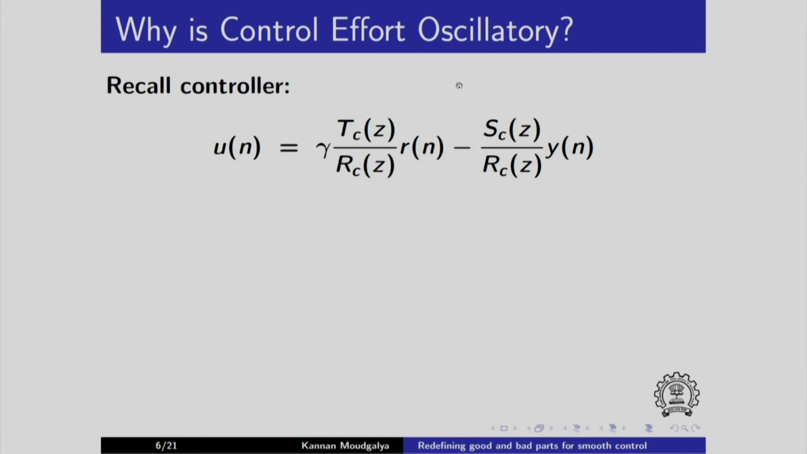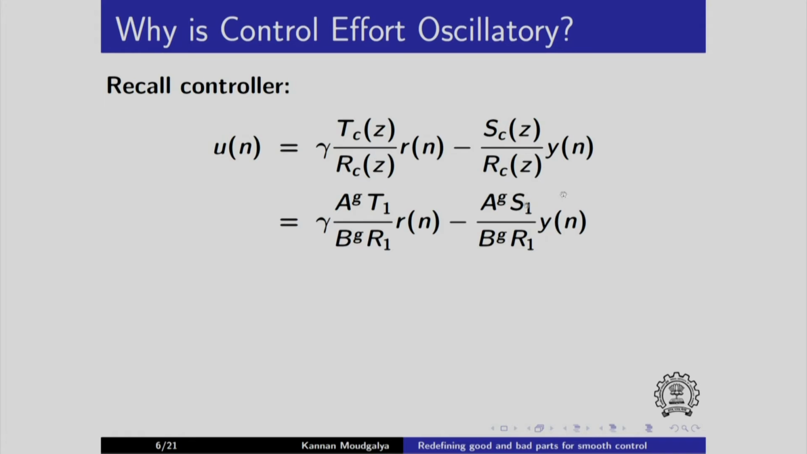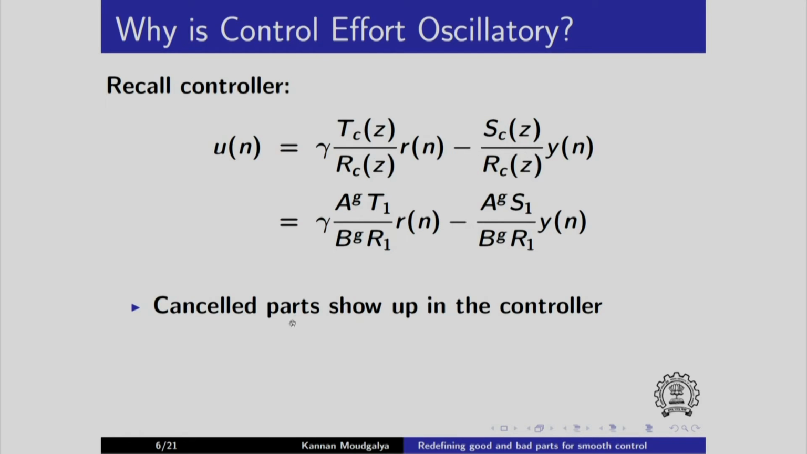Now we will explain why the control effort is oscillatory. Recall this controller. This is our standard 2-DOF controller, and recall how we defined RC earlier. RC was given as BG R1. Similarly, we had for TC and SC. The important thing to notice is the denominator here, where we have this BG. The cancelled part shows up in the controller. We cancelled BG, it shows up in the controller.